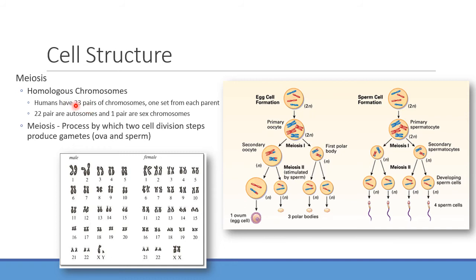But yes, 23 pairs are autosomes, and we're going to have 1 pair of sex chromosomes here, right? Meiosis, again, is that process. We're going to be developing eventually gametes like the ova and the sperm.